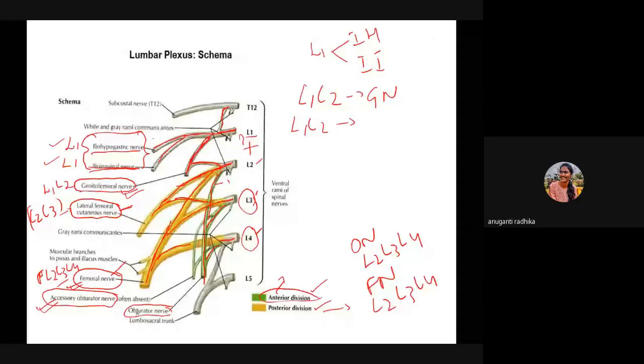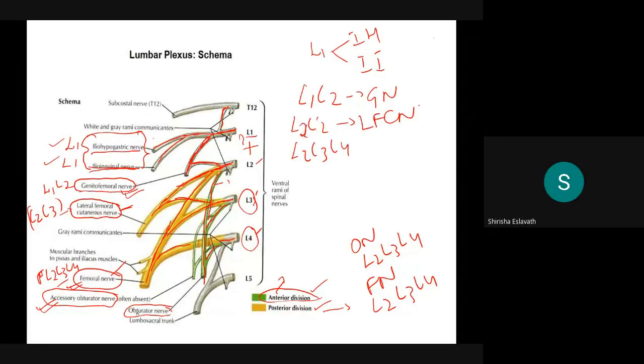Posterior lateral branch of femoral cutaneous nerve. Lateral femoral cutaneous nerve. Then, posterior division of L2, L3, L4. Femoral nerve. Yes, this is L2 and L3. Excellent. Please correct me.